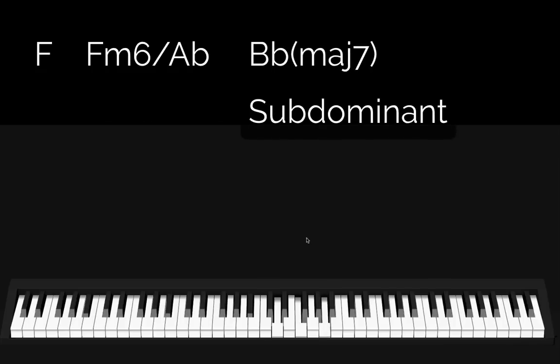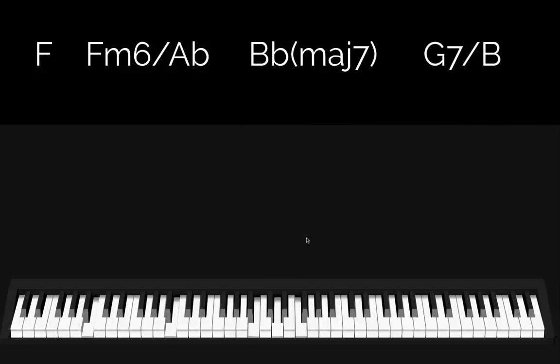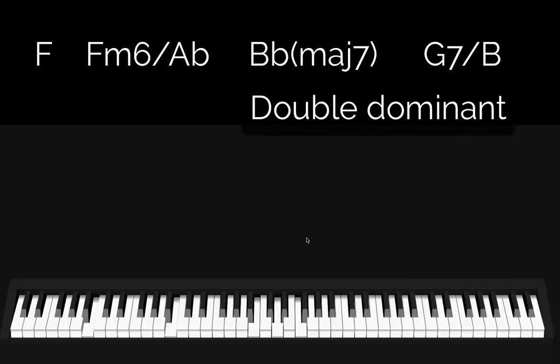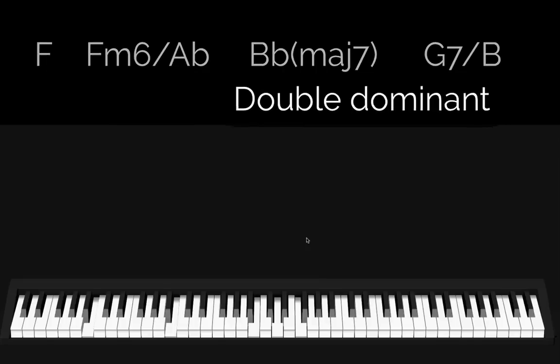Using chords from a parallel key is always an option. Then we move to a regular subdominant function. The main subdominant function is always the major chord on the 4th scale degree, which is a B flat major chord in the key of F major. The next chord is our first dominant function. And it is an interesting one because it is a double dominant. Double dominant means that it's the dominant of the dominant.